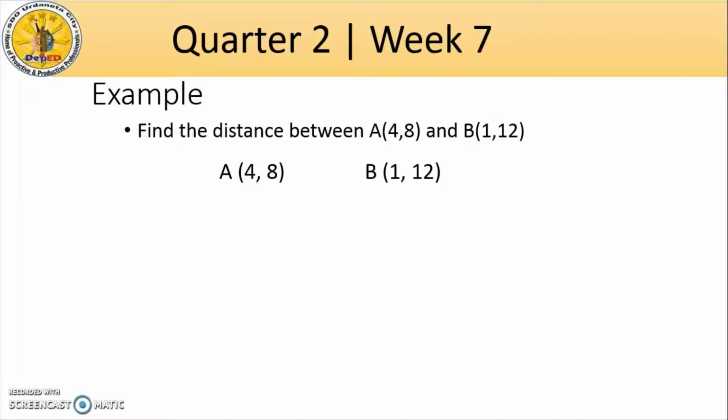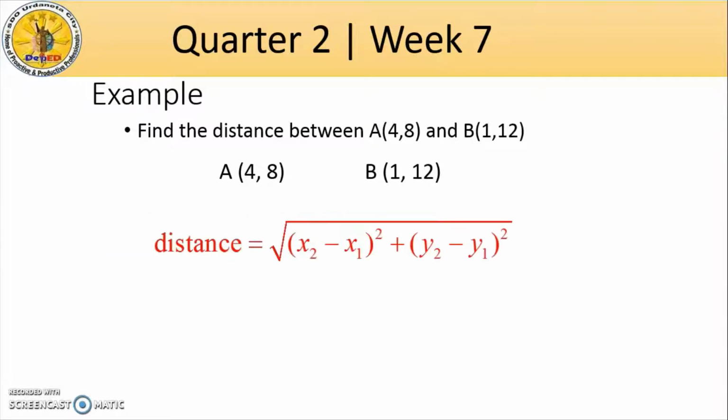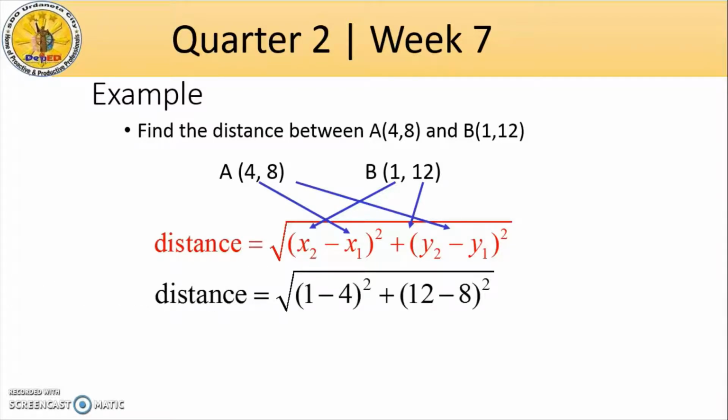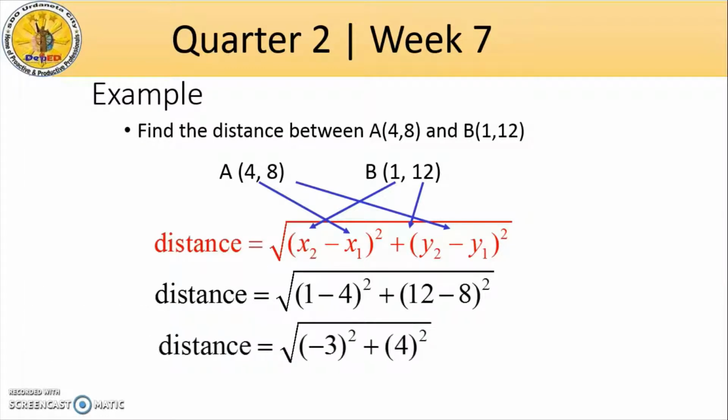You have to remember that the first term is always the x value. The second term is always the y value. So we substitute in our formula. So we have x of 2, which is 1, x of 1, which is 4, y of 2, which is 12, y of 1, which is 8. Substituting, we have the following. Then, we compute.